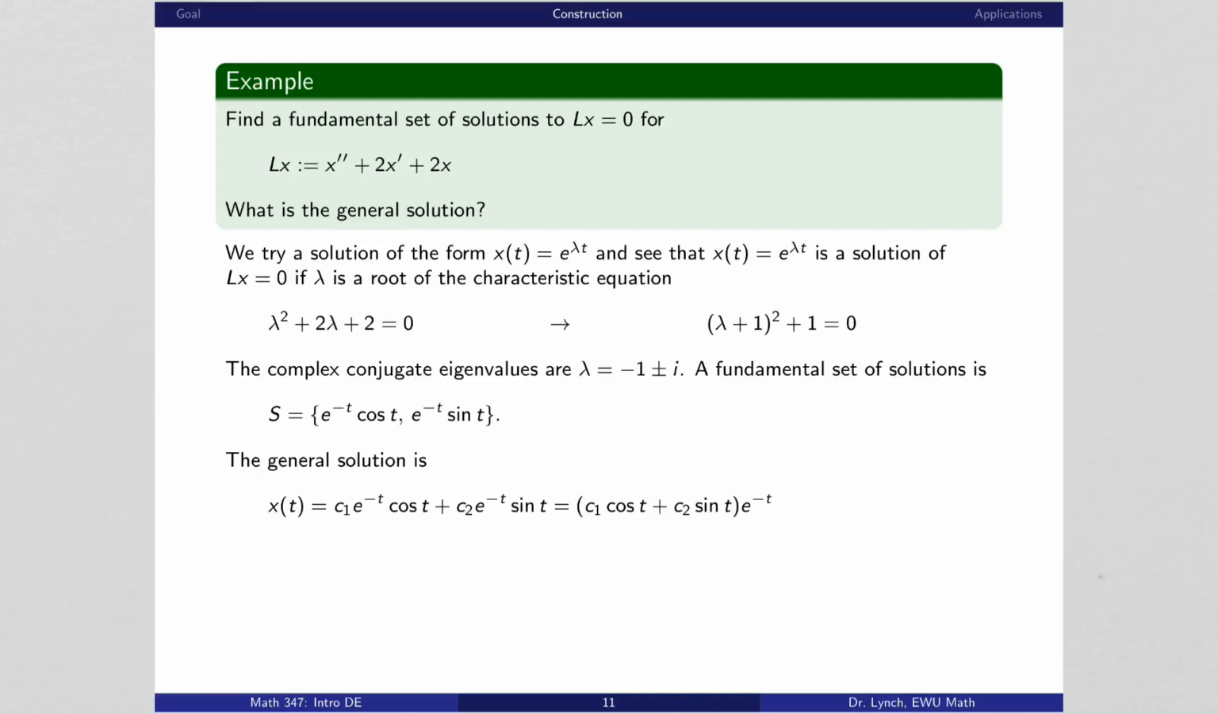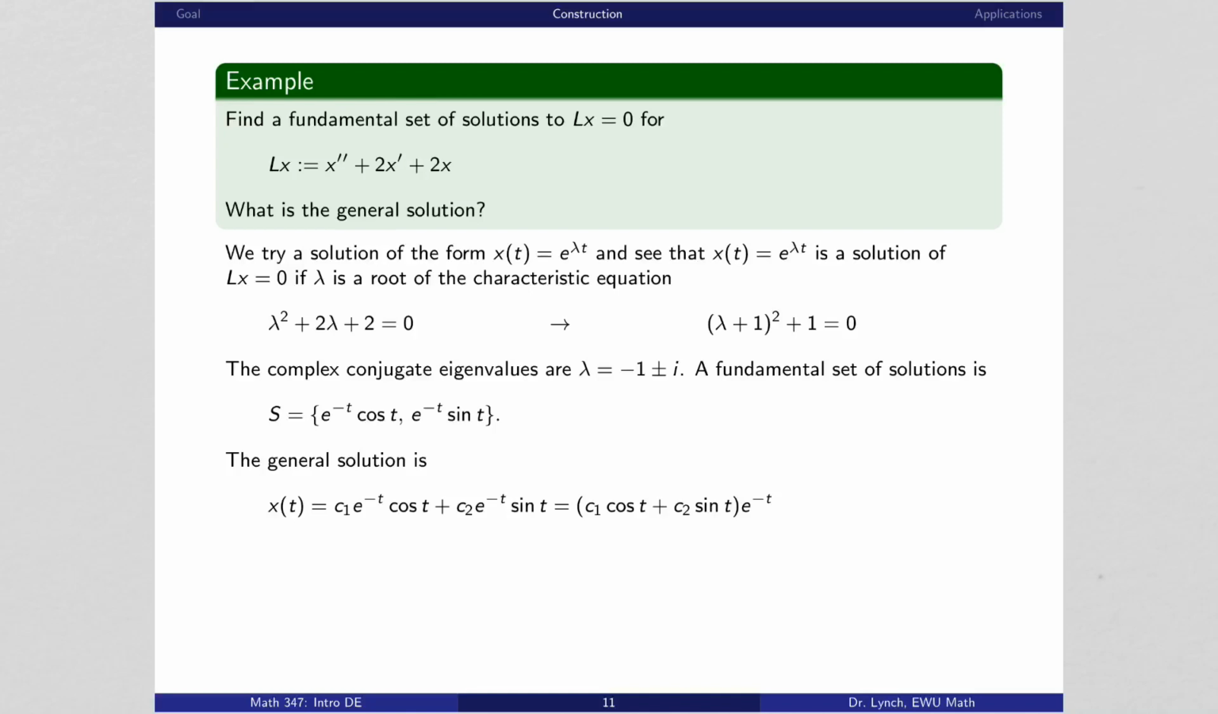So again, we'll pick off the alpha as minus 1 and the beta as 1 here to see that a fundamental set of solutions is e to the minus t times cosine of t and e to the minus t times sine of t. General solution, again, a linear combination of those linearly independent solutions, which again we've written here in factored form as c1 cosine t plus c2 sine t, all times e to the minus t.